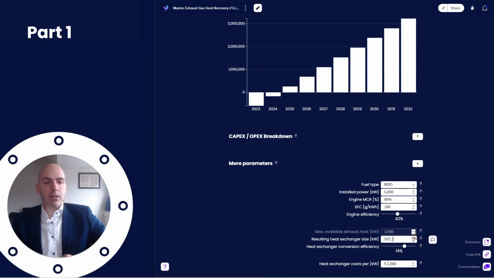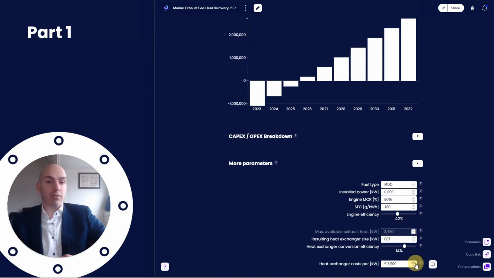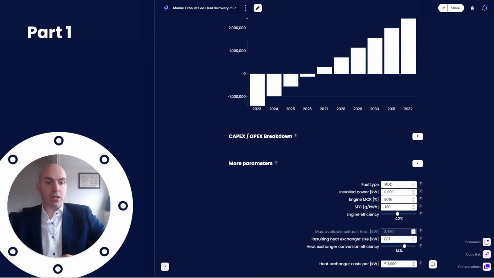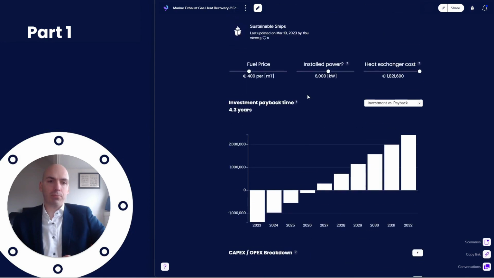And here we can change the heat exchanger size, but that's mostly correlated with pricing. As you can see, if I add 50% of the cost to the heat exchanger, that's only going to increase my payback time by about a year. So still a big influence, but again, fuel pricing and EU ETS will have the biggest impact on your payback period.